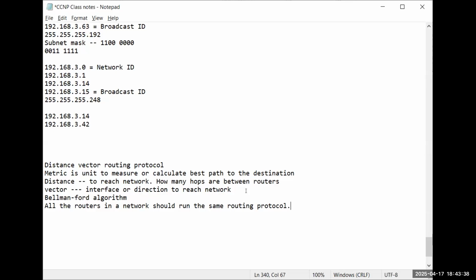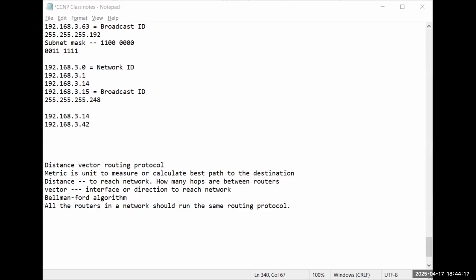But there is one advantage of distance vector: it uses very little CPU and memory. It's not going to process much. It's very minimal, consuming only very little CPU and memory, and the load on the routers is also less. That is the only advantage. But when it comes to exchanging the routing information, it is going to be huge. Every time it's going to repeat the same process again and again. Okay, that is distance vector.